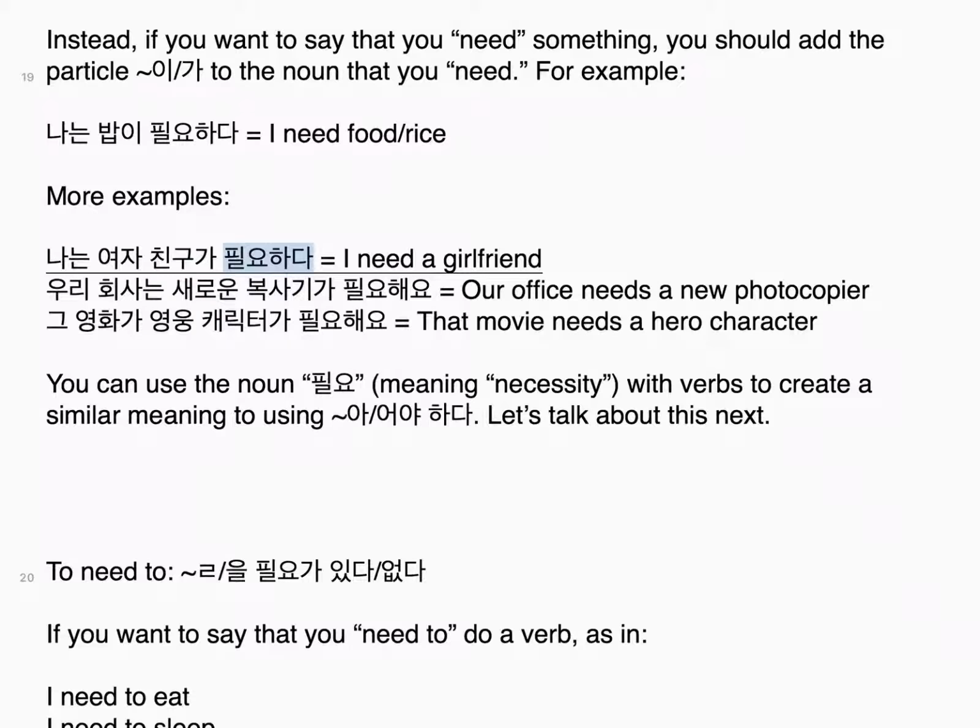More examples. 나는 여자친구가 필요하다. I need a girlfriend. 우리 회사는 새로운 복사기가 필요해요. Our office needs a new photocopier. 그 영화가 영웅 캐릭터가 필요해요. That movie needs a hero character. You can use the noun 필요, meaning necessity, with verbs to create a similar meaning to using 어야 하다. Let's talk about this next.